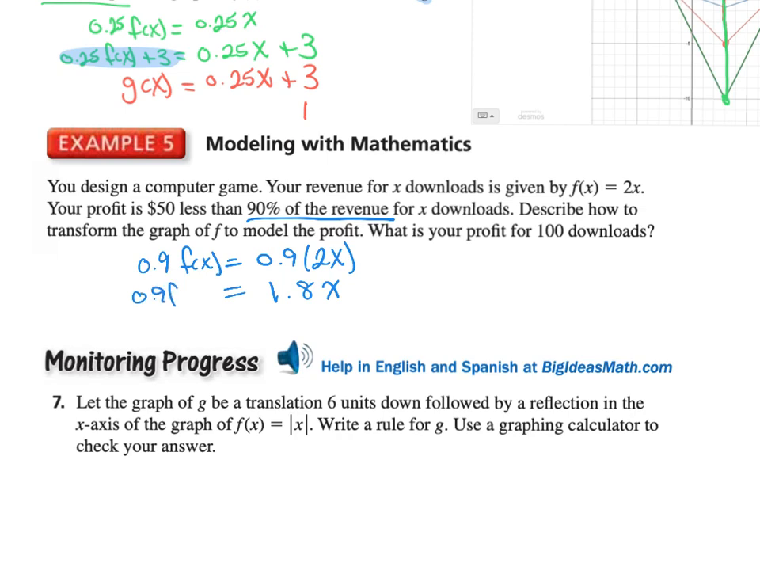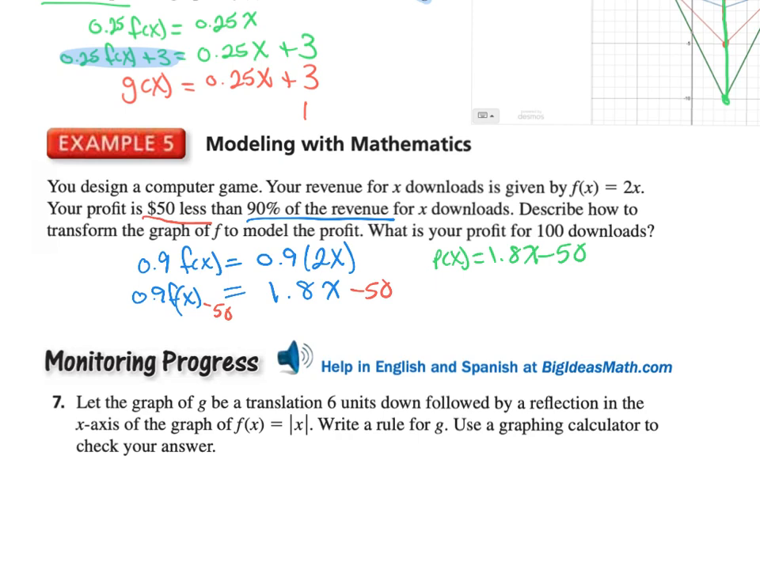Then, I'm just going to write that down, copy it down. Then, the second part is we take $50 less. So we'll subtract 50. So subtract 50 from both sides. So our function, and we're going to call this, did they tell us what to call it? They did not. We'll call it P. We'll call it P of x for profit. So P of x equals 1.8x minus 50.